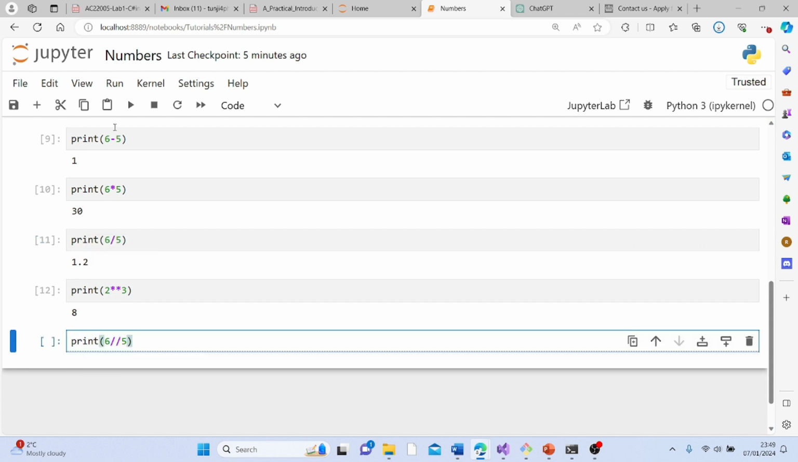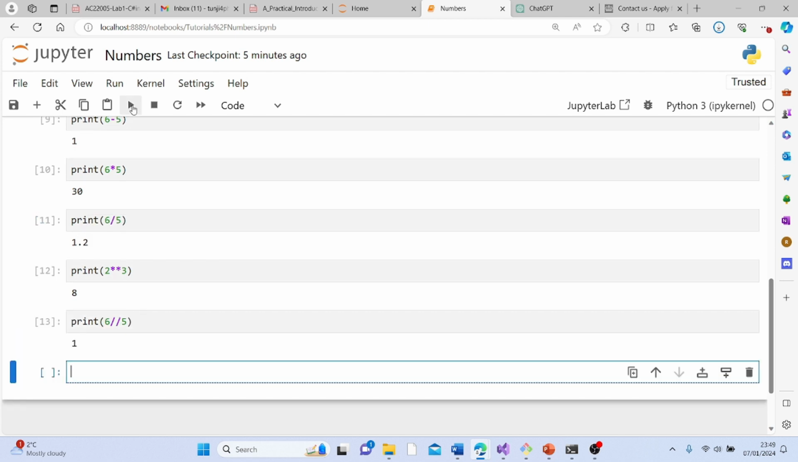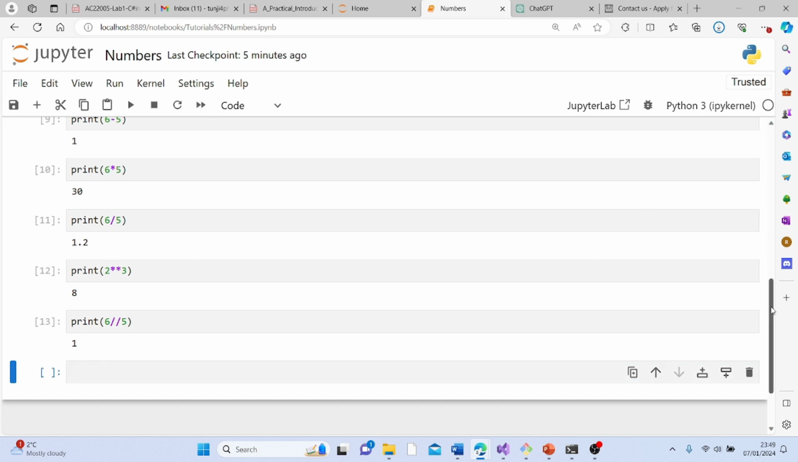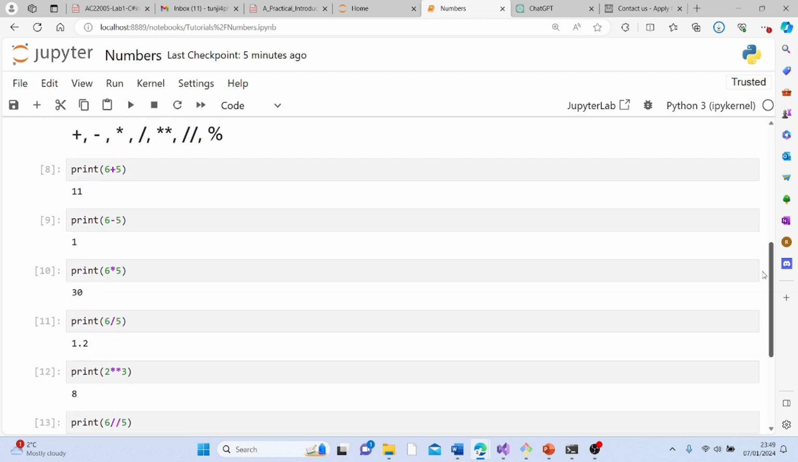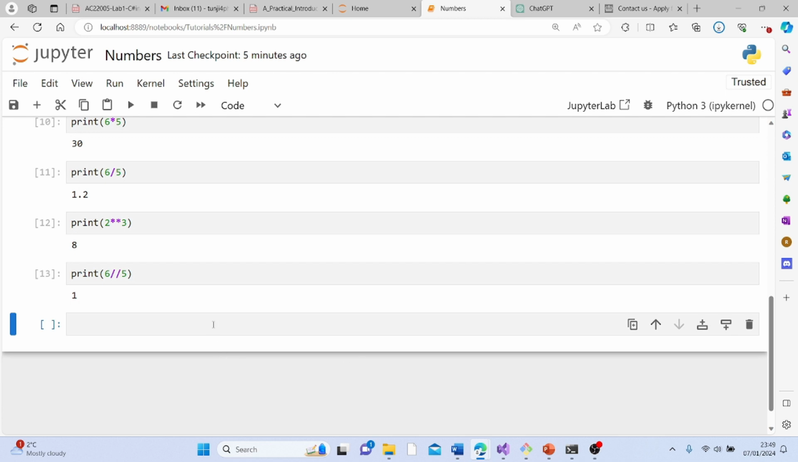The result of this should give us 1, so it truncates the 0.2 part of this. That's integer division for you. And the modulo operator gives us the remainder. So if you divide 6 by 5, the 5 will go in one time and it will remain 1. So this also will give us 1.